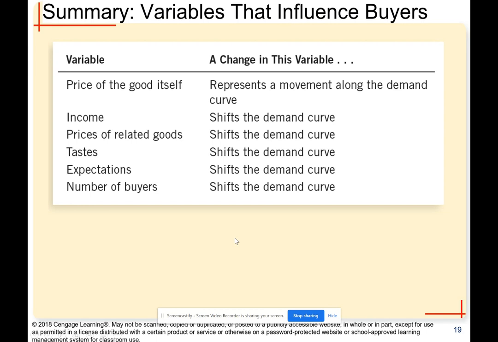Summary of variables that influence buyers. The price of a good itself represents a movement along the demand curve. In other words, the price of a good itself, or own price, does not shift the curve, but will move along an existing demand curve. Income shifts the demand curve. Price of related goods shifts the demand curve. Tastes shift the demand curve. Expectations shift the demand curve. Number of buyers shifts the demand curve.